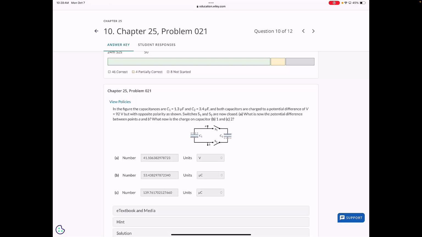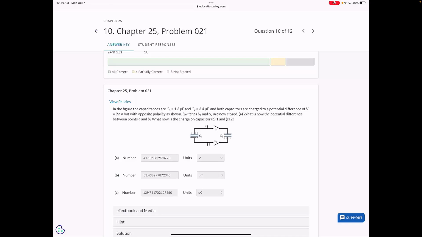When the switches get closed, the charges equalize, don't they? Let's say there's positive 10 over there, negative 5 over there. What would you get when they come together? You get 5, right? So that's positive 5 on the top, negative 5 on the bottom. So now you have two capacitors that are connected like this with positive, positive, negative, negative.